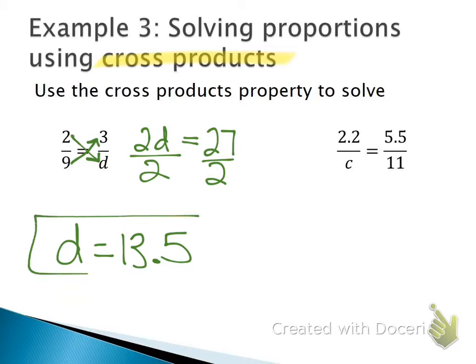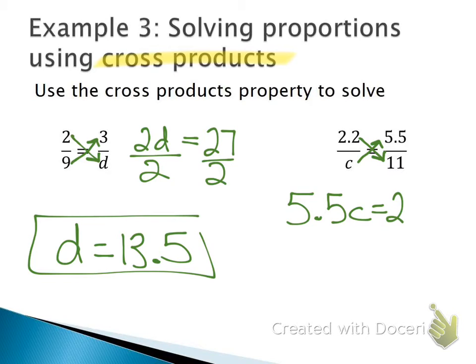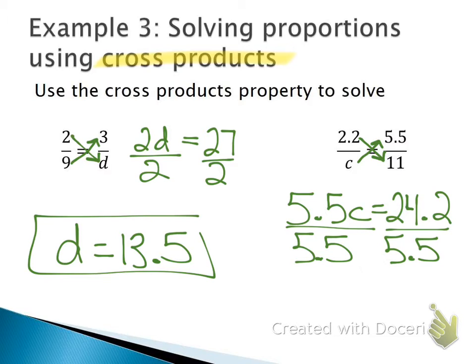I want you to try to set up the second one. Do your cross products and try to set up your second equation. Okay, so 5.5c equals what's 2.2 times 11? What is it? 24.2. Don't know how you got 1. 24.2. Divide both sides by 5.5. And what do you get? C equals 4.4.